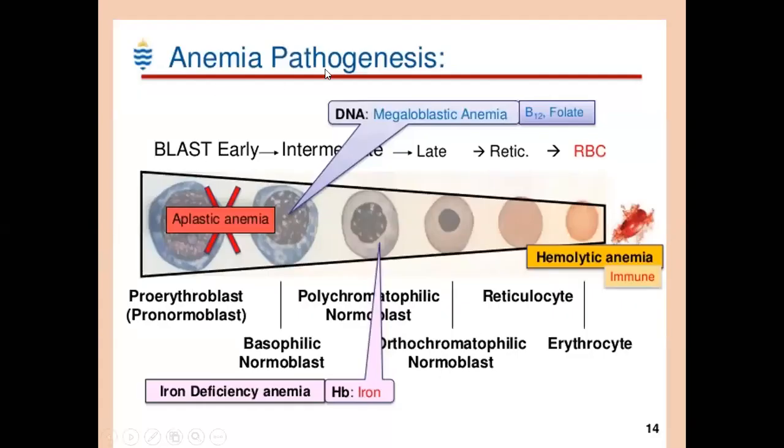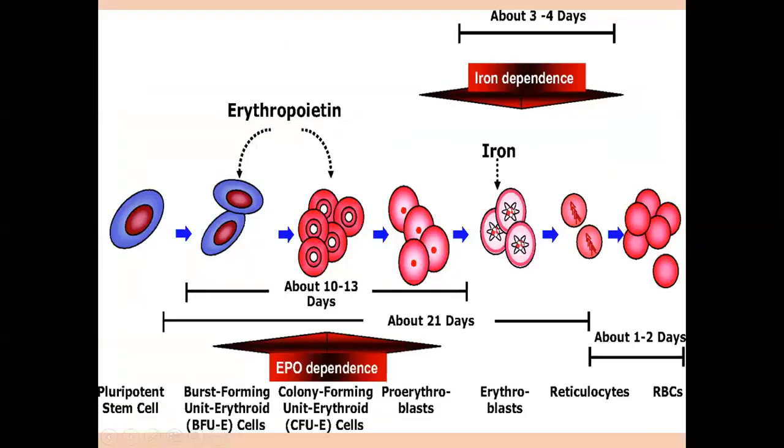So here you see anemia pathogenesis. Where does iron deficiency anemia start? At the polychromatophilic state. At the polychromatophilic state itself, there is delay. It should be pink, that pinkish blue, that is not there. So the hemoglobin is formed in less amount. It starts here. Megaloblastic anemia starts from here. We will tell you this. This is not.